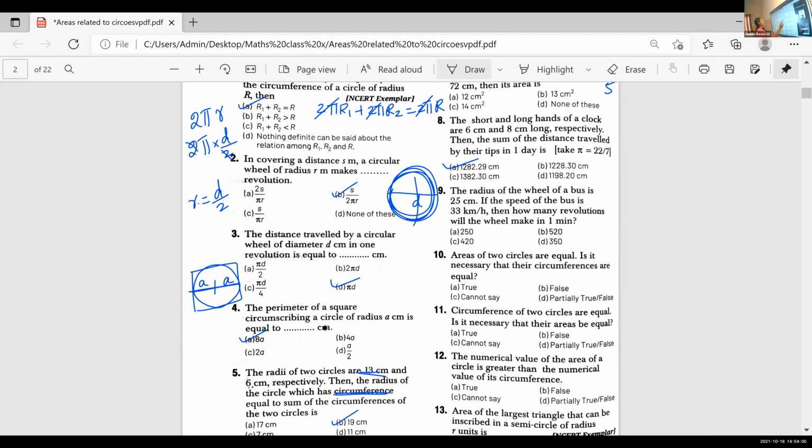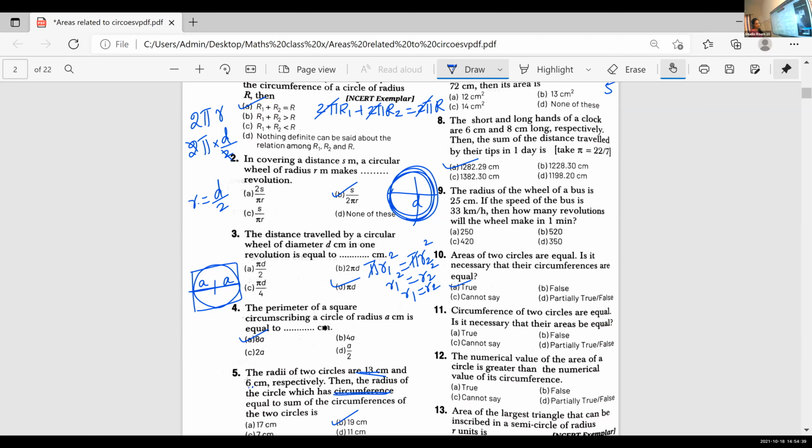Look here and note down. Areas of two circles are equal. Suppose we take pi r1 square equal to pi r2 square. So pi will get cancelled, and we'll get r1 square is equal to r2 square. Therefore, r1 is equal to r2. So if two circles' areas are equal, surely the radii will be equal. Therefore, the circumference will be equal. Okay, it is true.